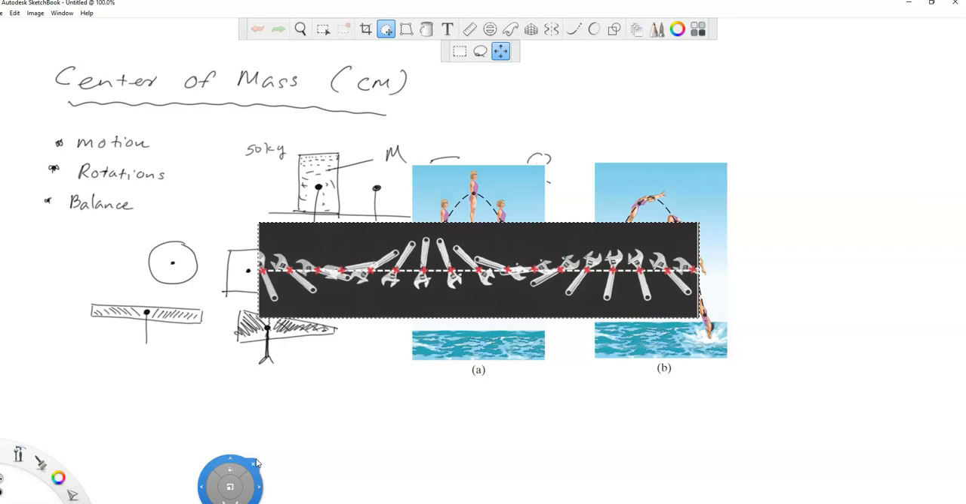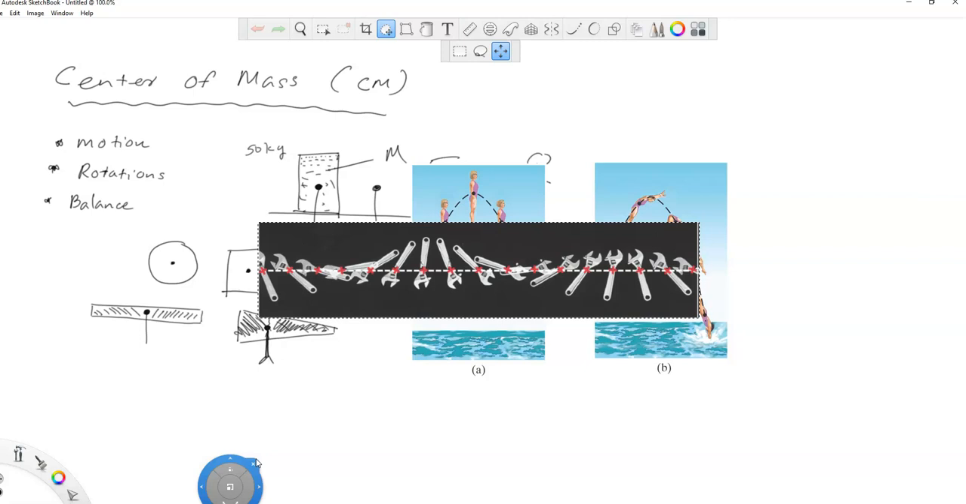Translational means the whole object goes in one direction. Rotational means it's rotating around itself. So the center of mass is marked by this red X, a plus sign. The mass is evenly distributed on either side. So when you give it a spin, naturally it spins around the center of mass.